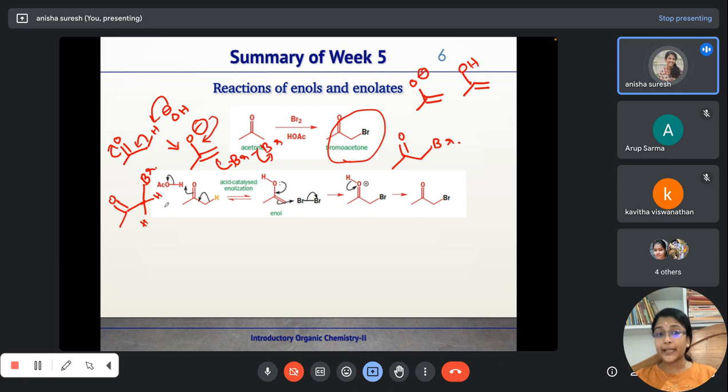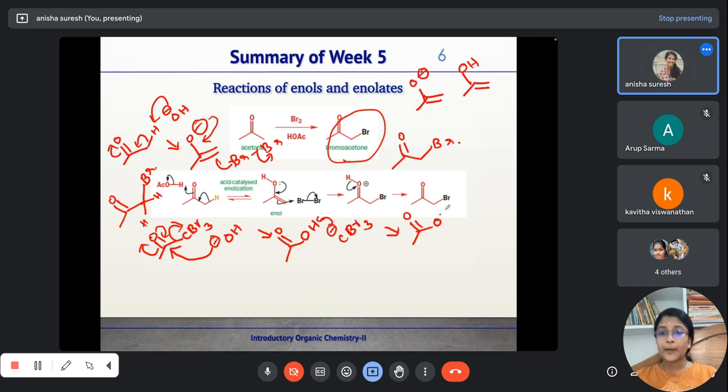Still there are more protons present in the alpha position. OH minus is present in the medium. It can lead to abstraction of these hydrogens, and it will result in formation of CBr3. Till there will be more OH minus. So again OH minus will be adding onto this carbonyl. Once it falls down, CBr3 minus will be eliminated, and it will lead to formation of acid. And this CBr3 minus can abstract the proton from the acid, and it will lead to formation of CHBr3, which is bromoform.